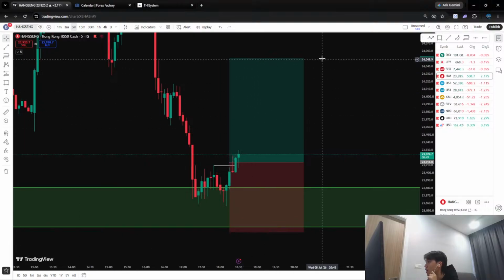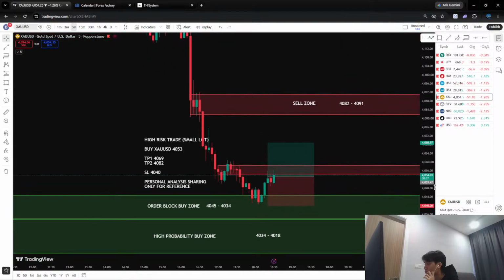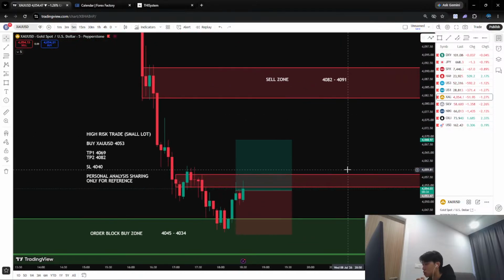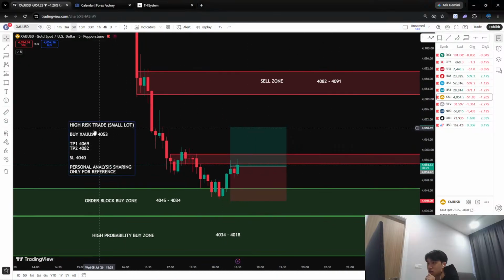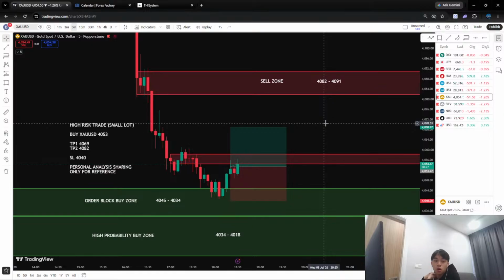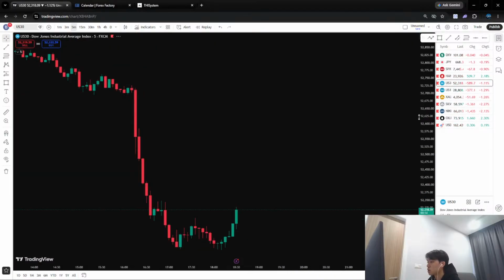Hang Seng TP is around 24,050, around 130 pips left. It's just slowly starting its way up, so we give it some time. Like I said, high risk trade, so small lot. Do not enter big lot, do not enter all in. Enter at a safe pace, at a safe rate, and a safe margin, unless your capital is very big, then that's a different story.